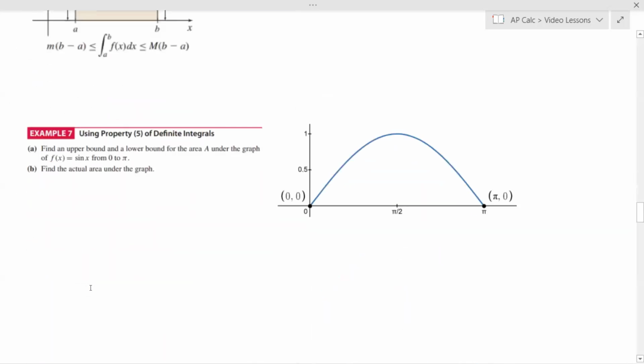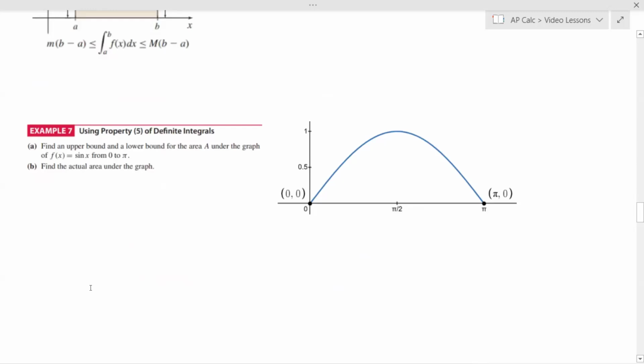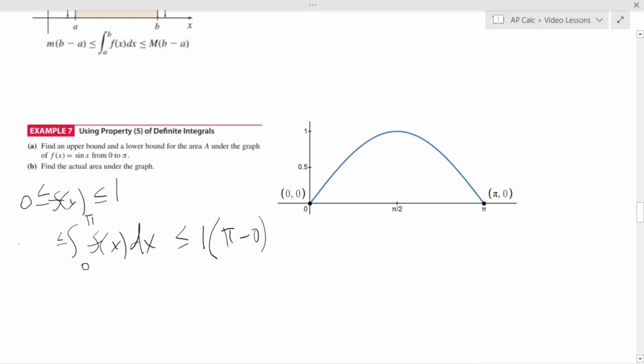Okay, so for part A here, we want to find an upper and lower bound for the area of a graph of sine x from 0 to pi. All right, so the sine function, f of x here in this case, is between 1 and 0. Okay, so the integral from 0 to pi of f of x dx has to be less than or equal to 1 times b minus a, so pi minus 0, but greater than or equal to the least value, which would be 0 times pi minus 0.